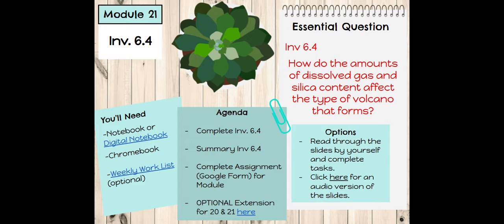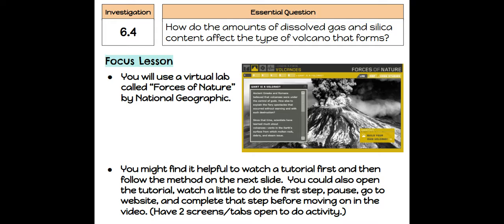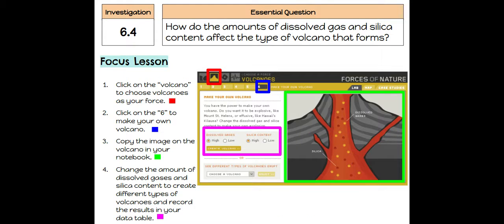So we're going to use a virtual lab called Forces of Nature by National Geographic. You might want to watch a tutorial first. Something that I noticed is when I went to the simulation, I thought that it was just a placeholder. If you look right here, this is what you have to click on to get to volcanoes. You're going to show up first at a different natural disaster, and you'll want to click on volcanoes.